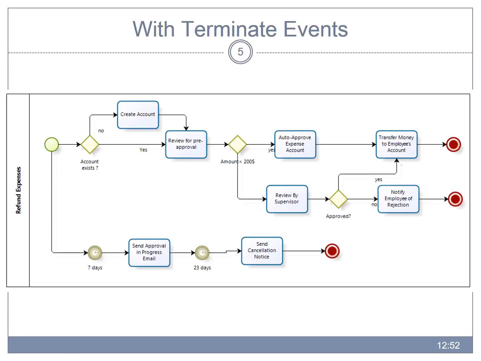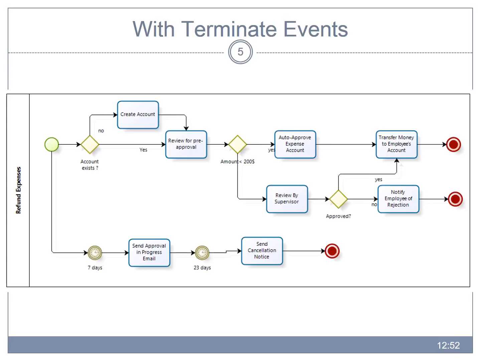Then we check the amount. If it's lower than $200, we can go to the automatic expense and we can transfer the money to the employee's account. If it needs revision by the supervisor, then the supervisor can decide whether it's approved or not. If it is approved, we go to the employee's bank account, and here we notify the employee of the rejection. And then we have this parallel path. After 7 days, we send an approval in progress email. And after another 23 days, so that's 30 days in total, we send the cancellation notice.